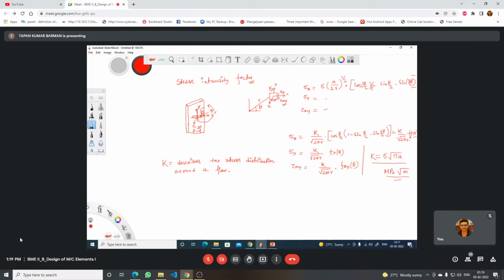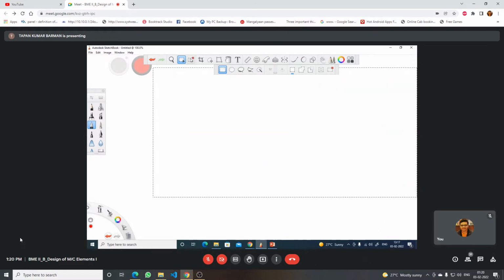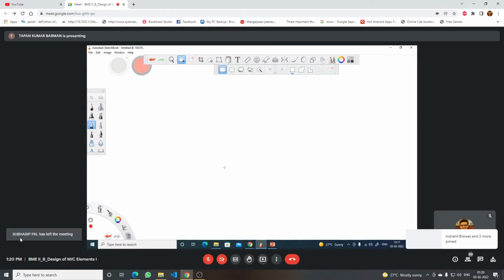Now, taking this stress intensity factor, we can define the fracture toughness. How is it possible? Now, generally in a fracture, there are three modes. One is called, first I draw the figure here.